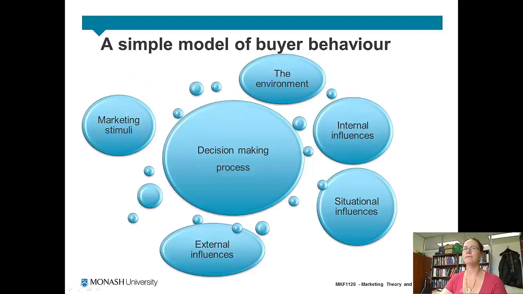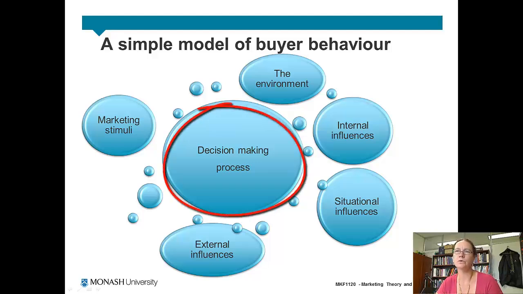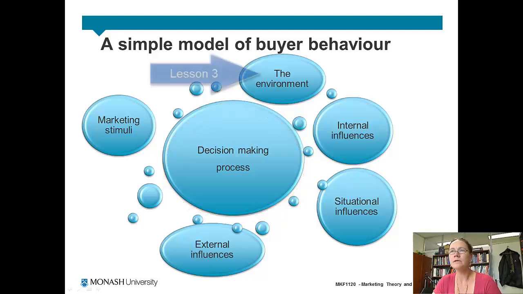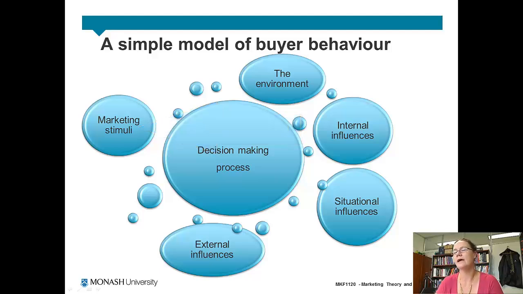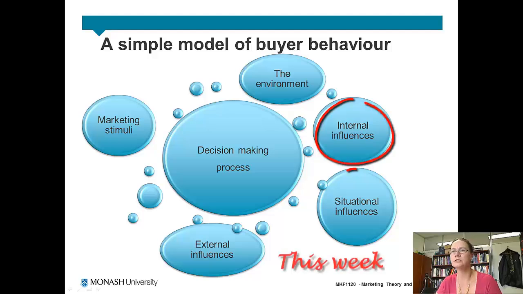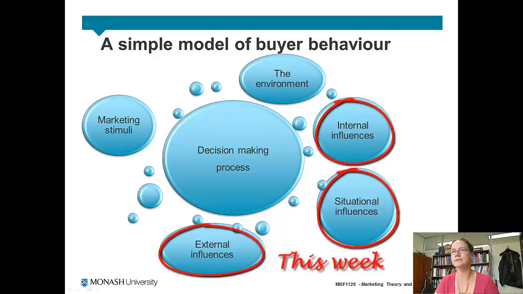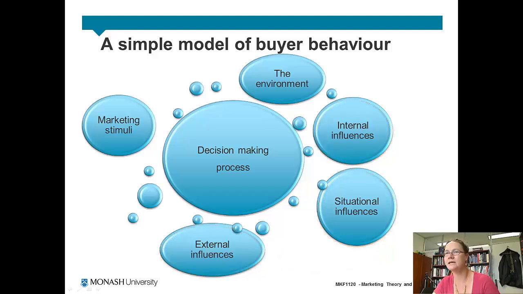So, the model of buyer behaviour that we're going to look at, our bubble diagram. In the centre, we have something called the decision-making process, and you'll see a morsel about that. The environment you've already covered in previous lessons, and that does influence how people decide to purchase products. Marketing stimuli we're going to cover in other lessons. The other morsels that you'll have in this lesson include internal influences, situational influences, and external influences. So that's our model of buyer behaviour. And as you go into more detail during each of the morsels, you see how all of these things relate together.